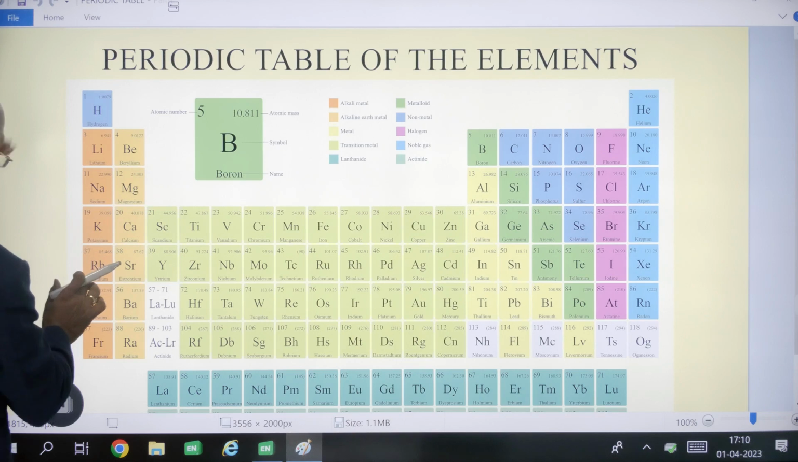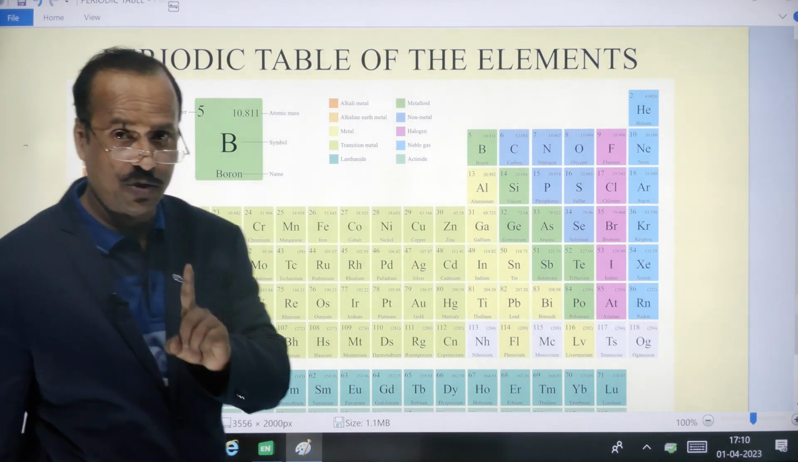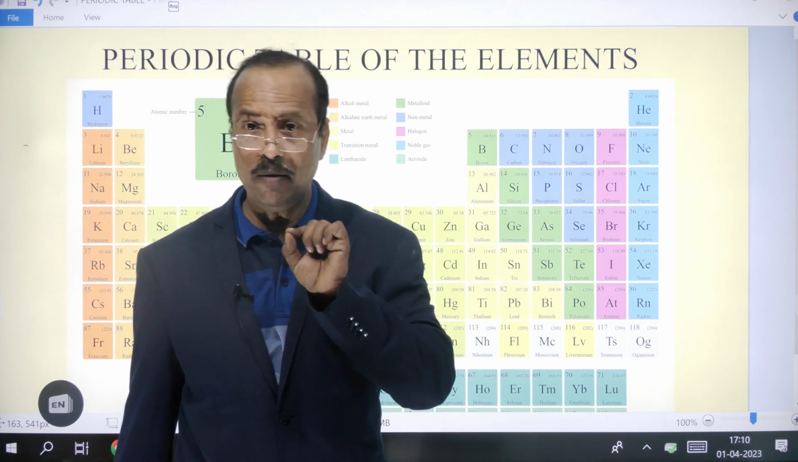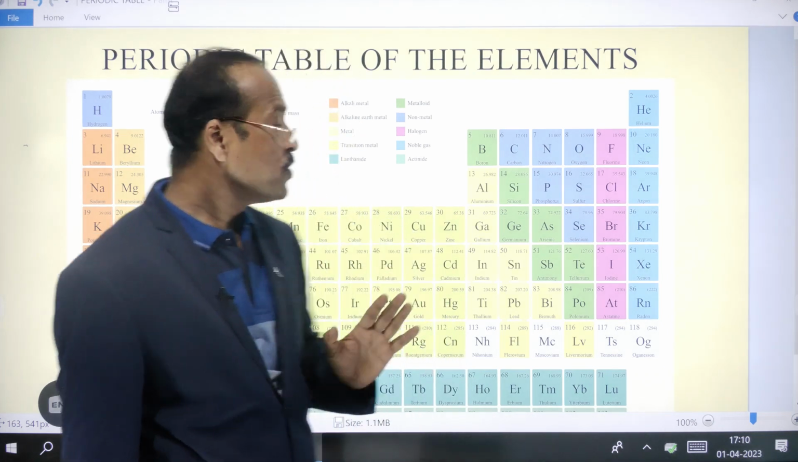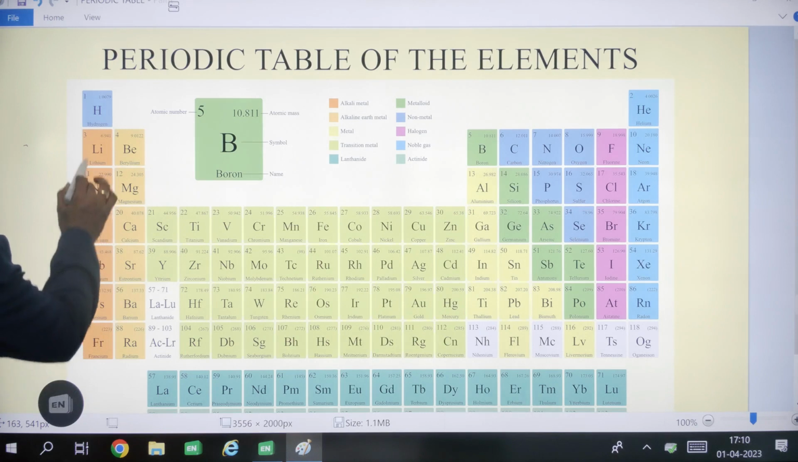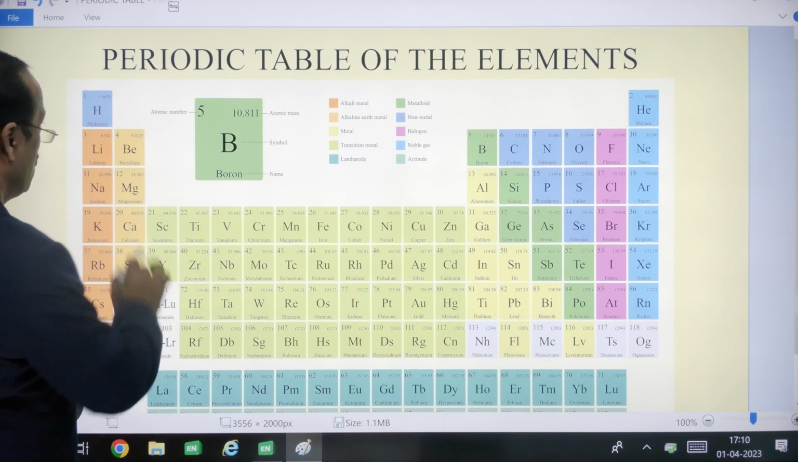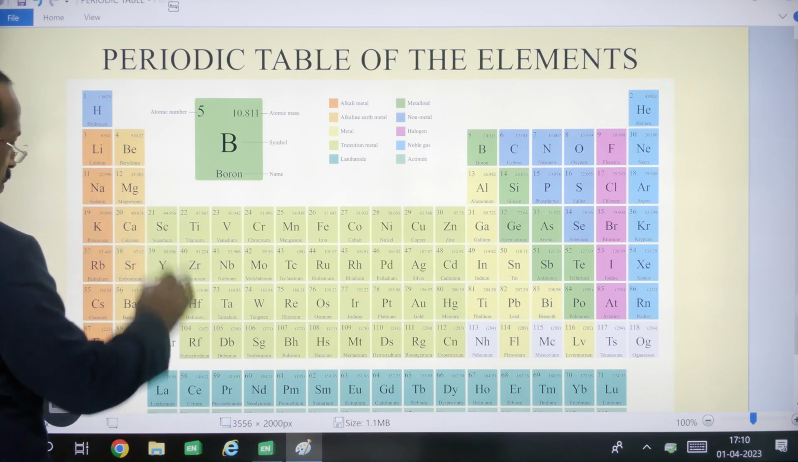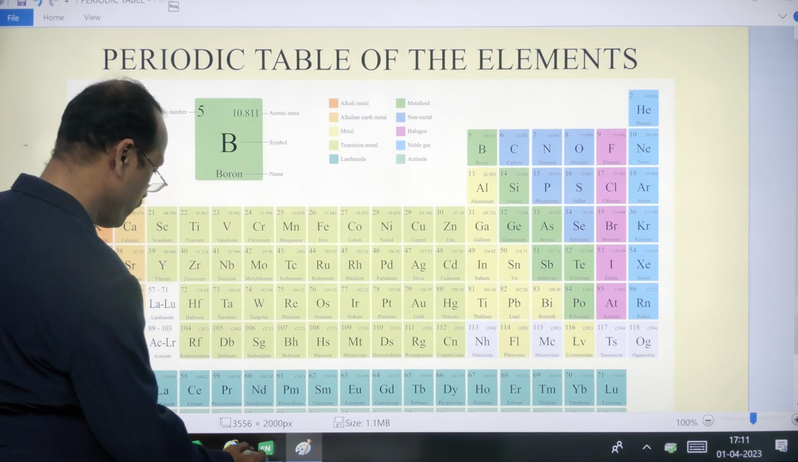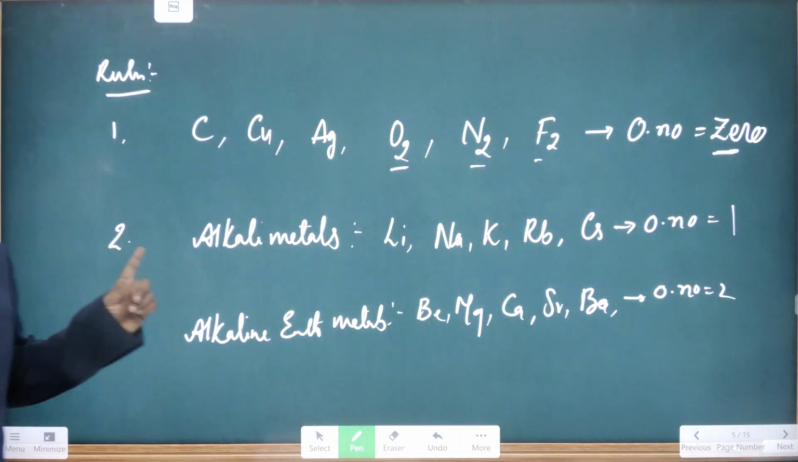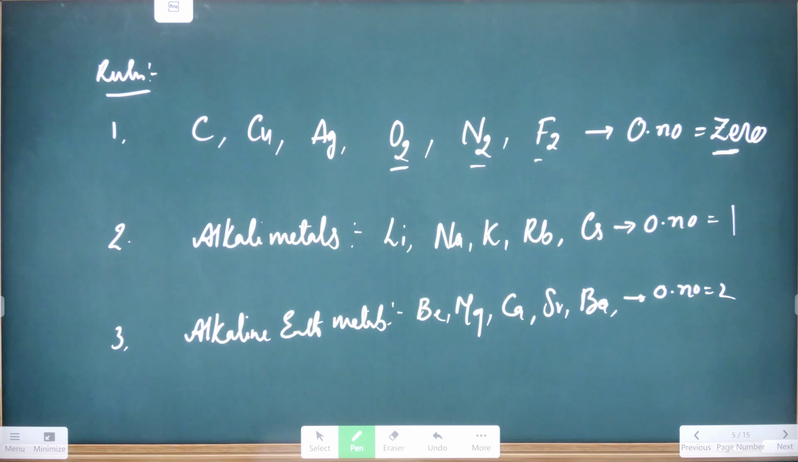So, first group elements except hydrogen. Of course, hydrogen also exhibits +1, but in some cases it also exhibits -1. That I will explain to you. So, the first group elements, lithium, sodium, potassium, alkali metals, are +1 and alkaline earth metals are +2. Clear? So, that is the oxidation number of individual elements: alkali metals, the first group elements, and the second group elements that are alkaline earth metals.